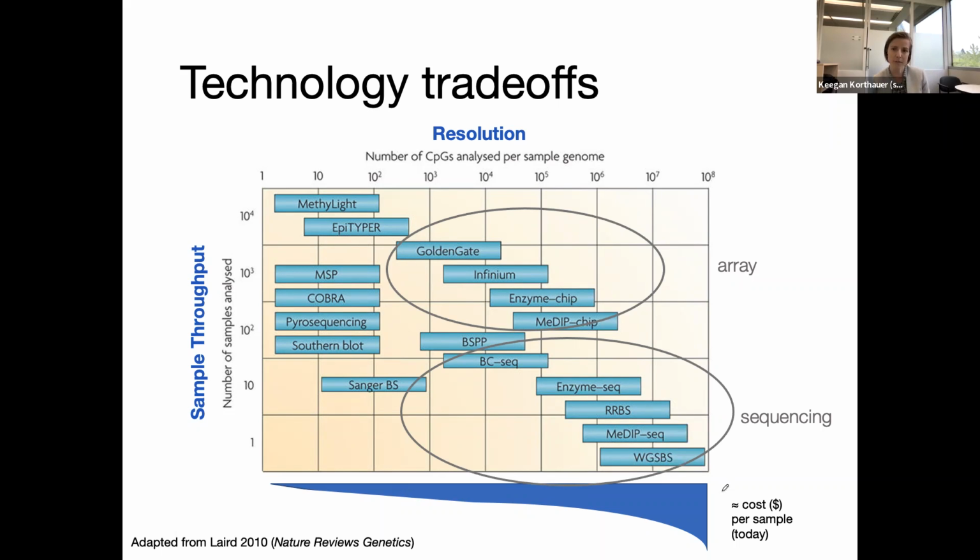So with this trade-off, with this increasing resolution but decreasing sample throughput that you get when moving from the array technology to the sequencing technology, is this really worth it? So I want to talk about what we gain with this increasing resolution, and also what are the challenges that it brings in the analysis.